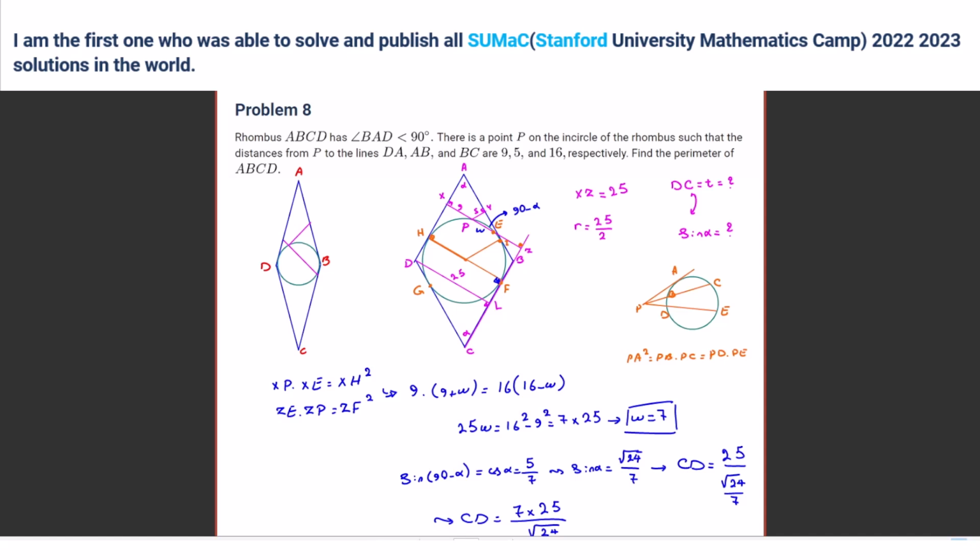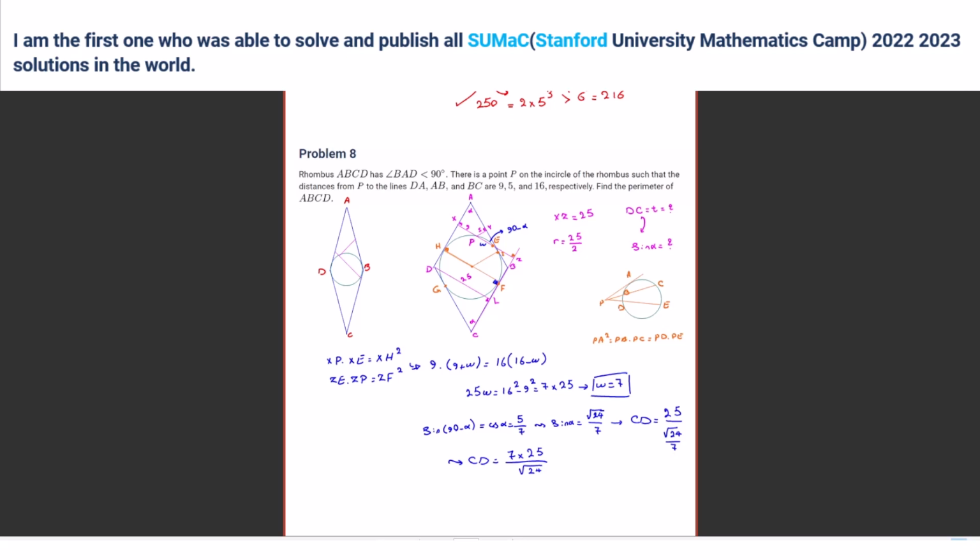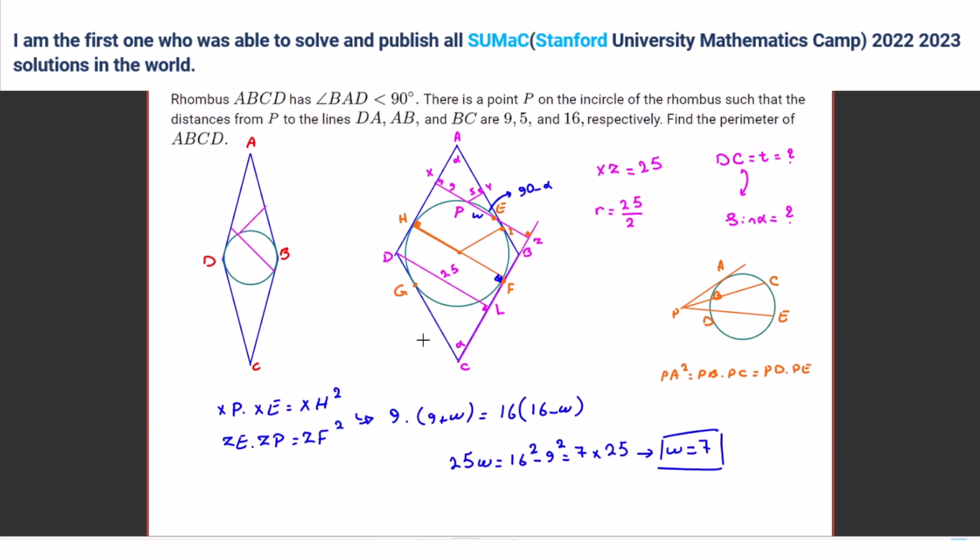Oh, I know, because E doesn't intersect the rhombus. It only intersects the circle. Oh yes, yes. Here. Okay, so W is 7, not the side. Okay, so it is 90 minus alpha.